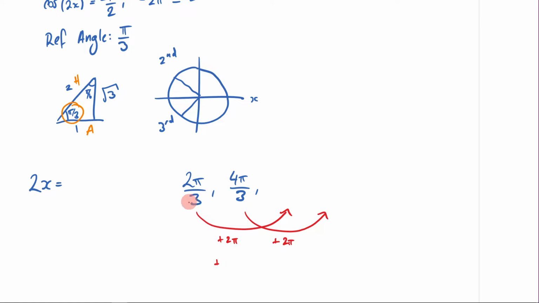Adding 2 pi with a denominator of 3 is the same as adding 6 pi on 3. So when we add 6 pi on 3, which is 2 pi, we get 8 pi on 3. Let me try that again: 8 pi on 3 and 10 pi on 3.